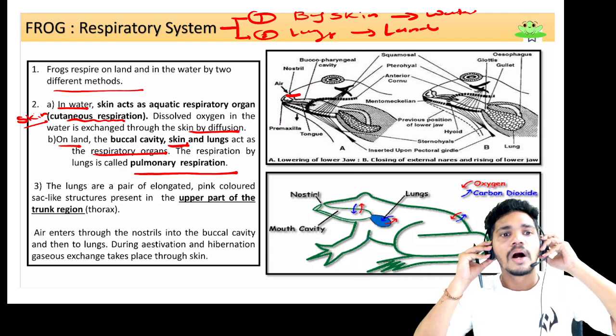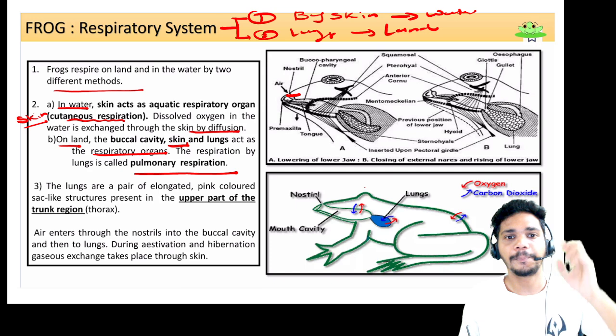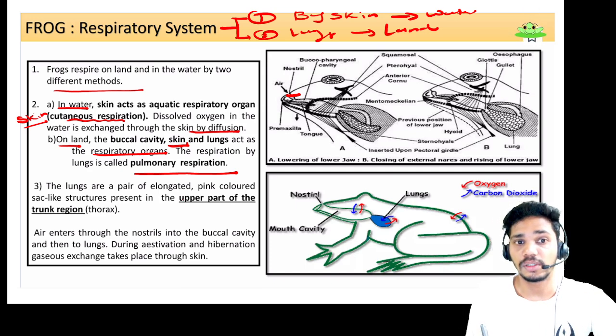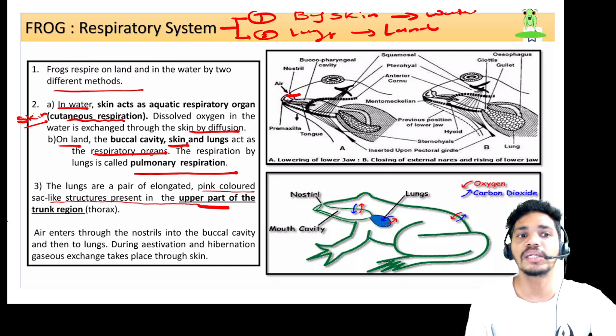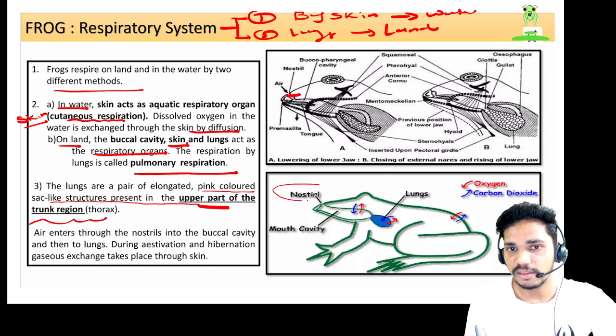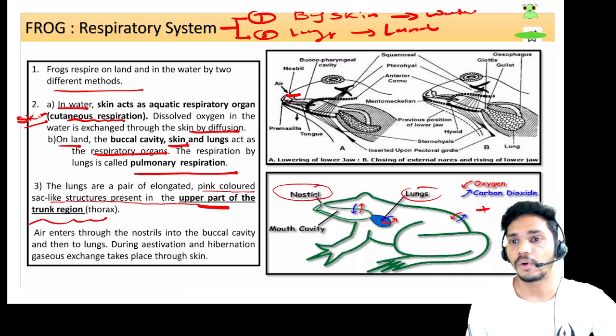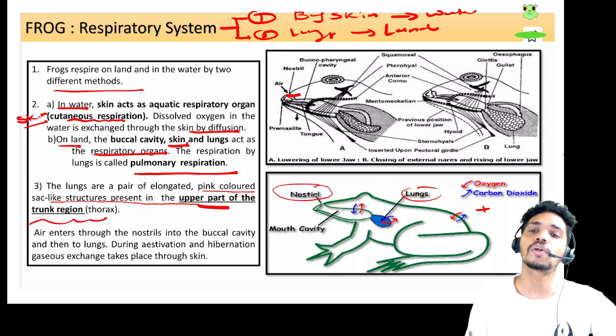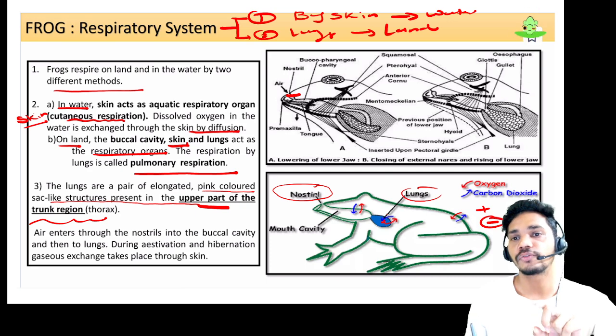The lungs are a pair of elongated, pink colored, sac like structures present in the upper part of the trunk region, thorax region. Okay, so can you see here is a nostril, here are the lungs. What we can say, in case of human beings, the lung pressure is negative. But in case of frog, the lung pressure inside is positive.